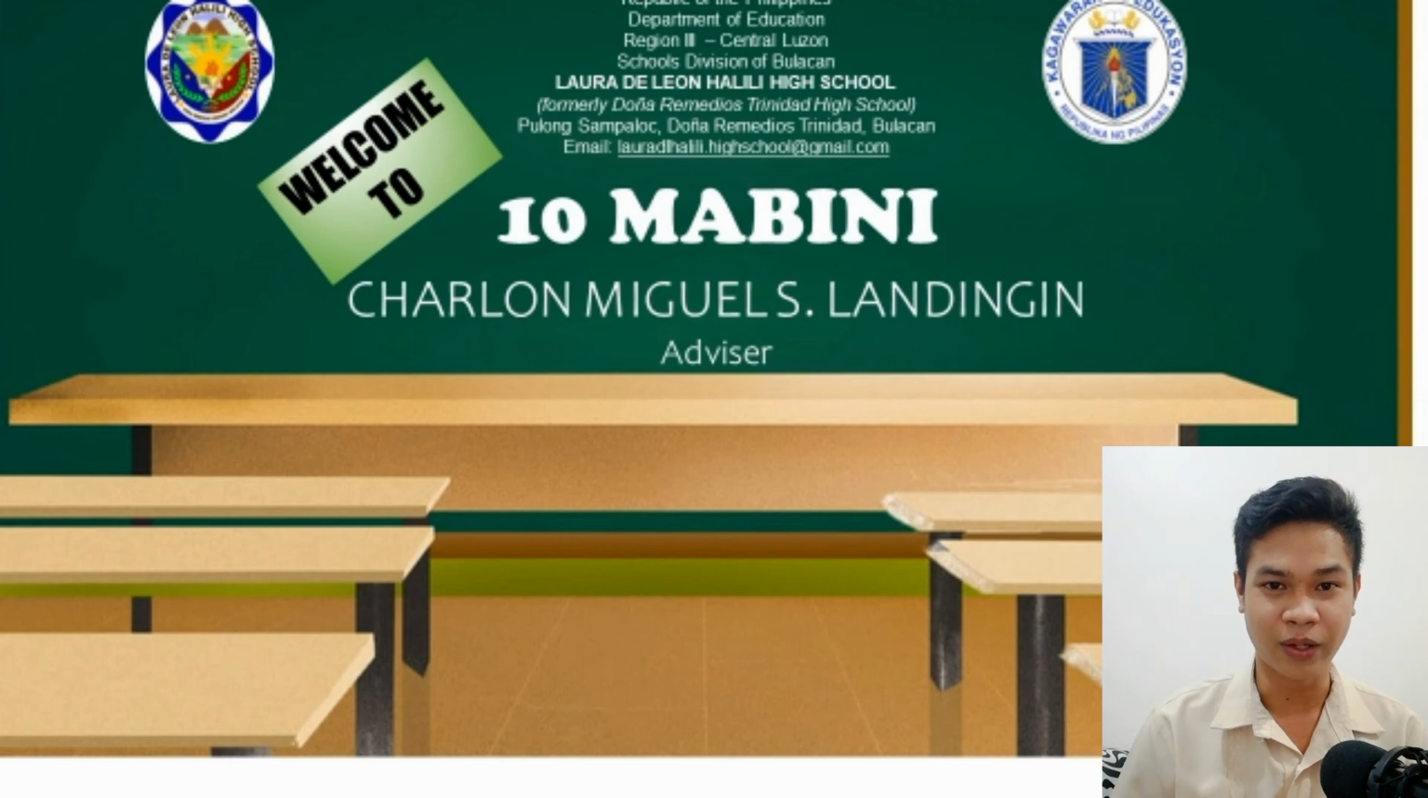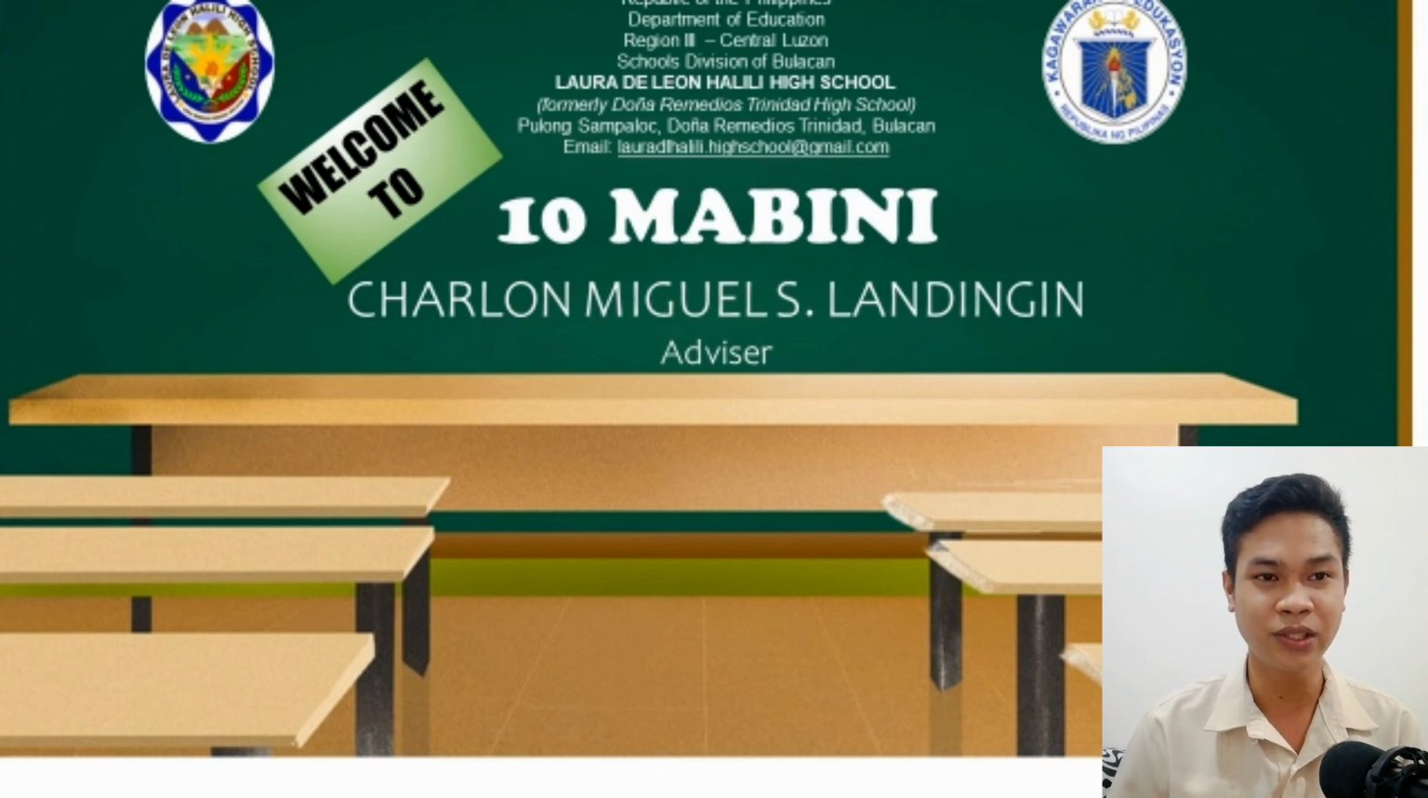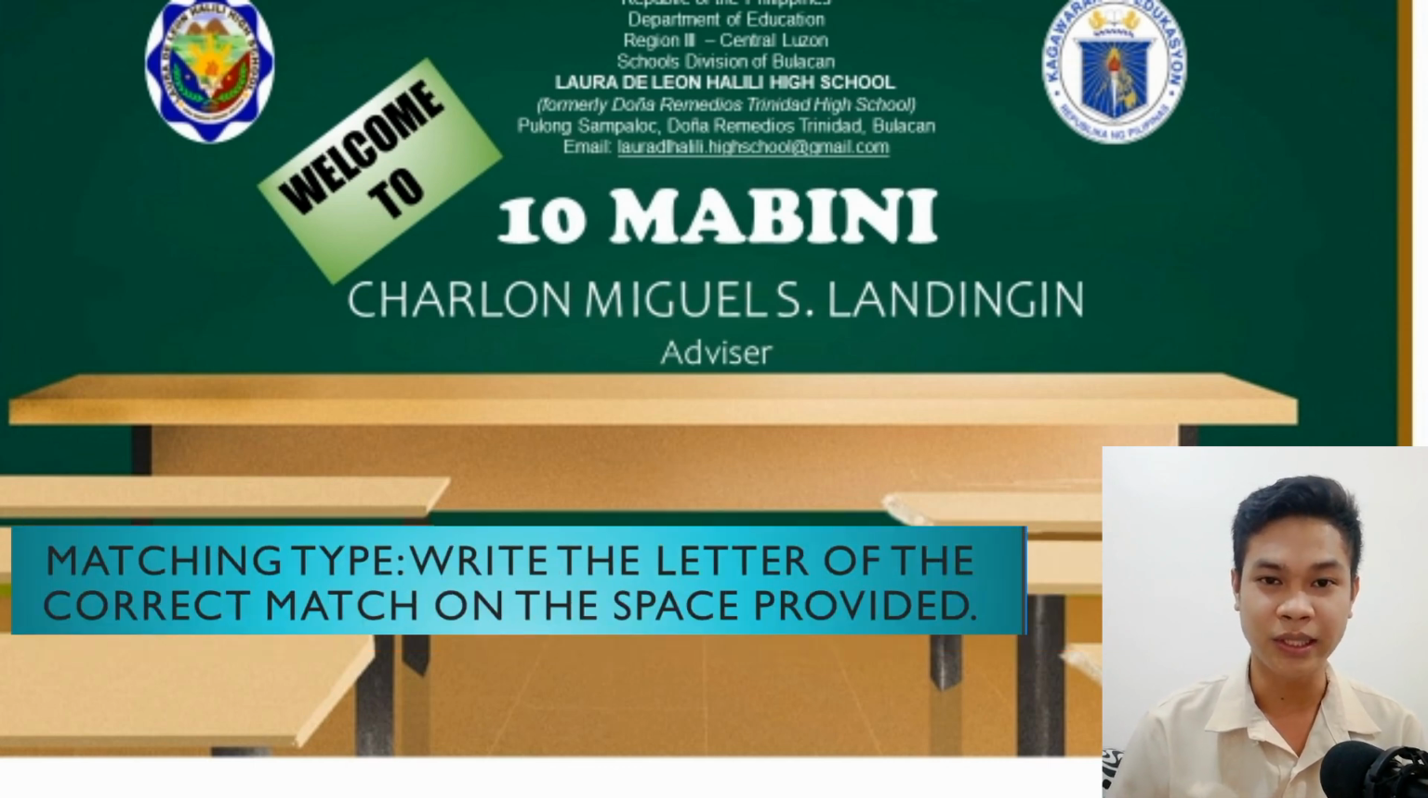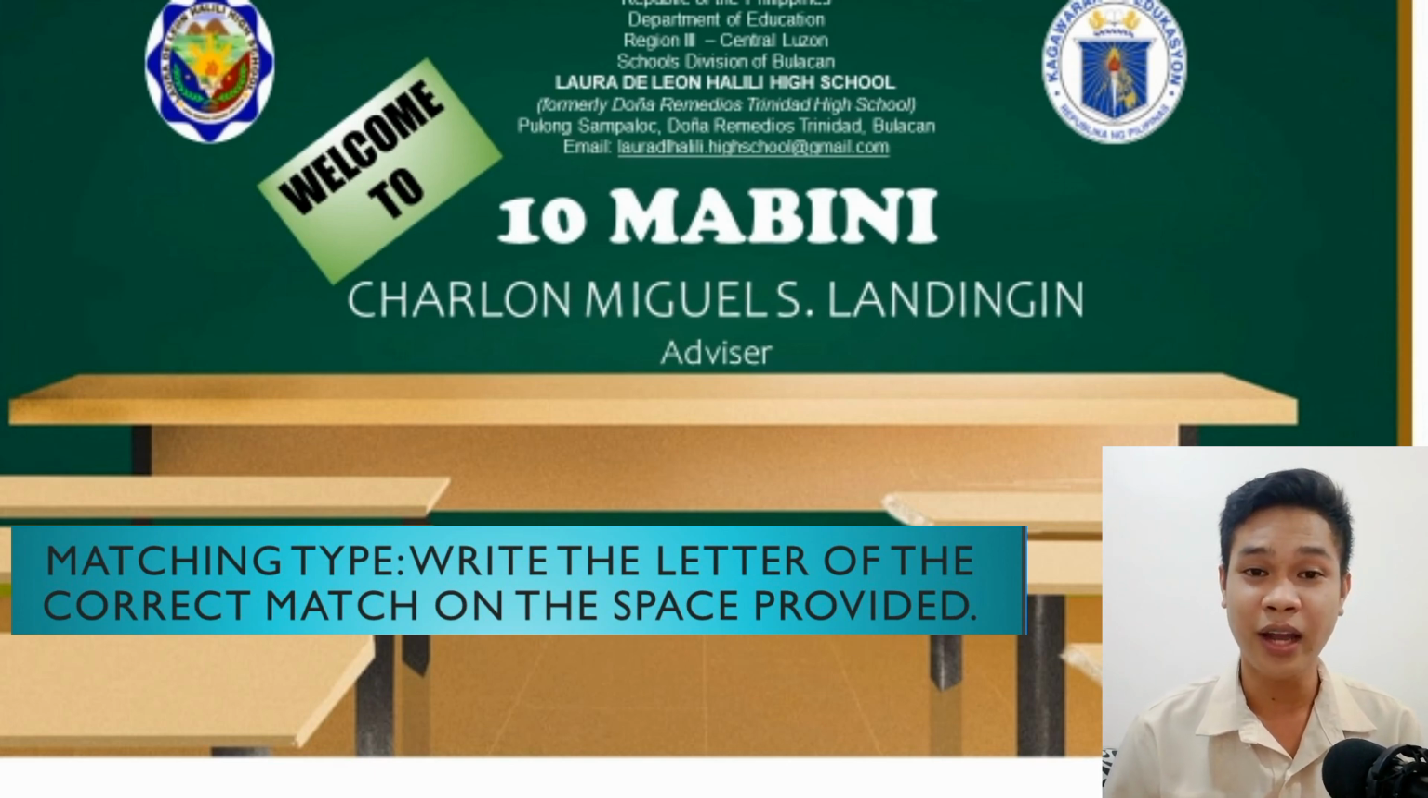Did you enjoy our lesson? Well, that's good. So let's have your assessment to measure your knowledge about our lesson. For part 1, write art if the statement is correct and wrong if the statement is false. For part 2, which is a matching type, write the letter of the correct match on the space provided. So you're going to get a piece of paper wherein you're going to write your answer.